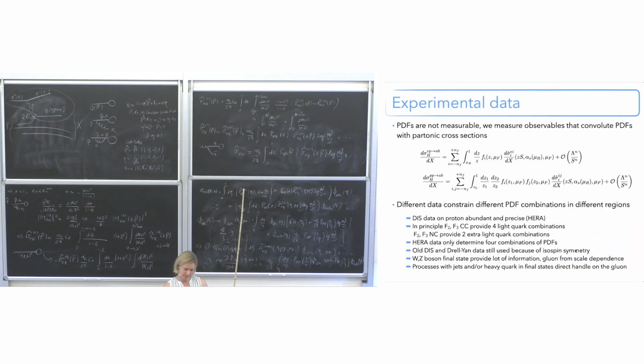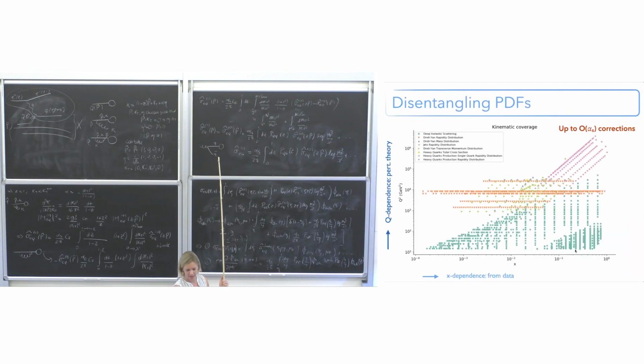Okay, and so why do we need to put in a lot of data? Because different data constrain different PDF combinations. So the sum that you see here in DIS and in the hadronic processes is important. So now I want to guide you through the different data that we have. Typically, you put the kinematic coverage of the data. So this is a plot that you might have seen in some of the PDF talks.